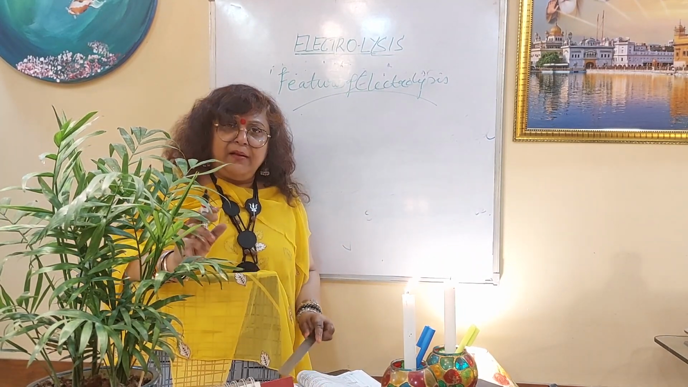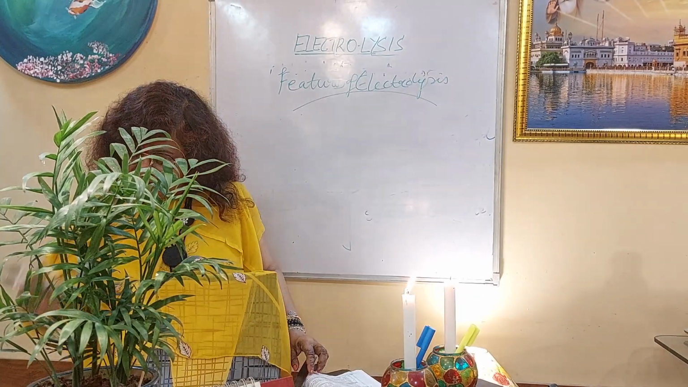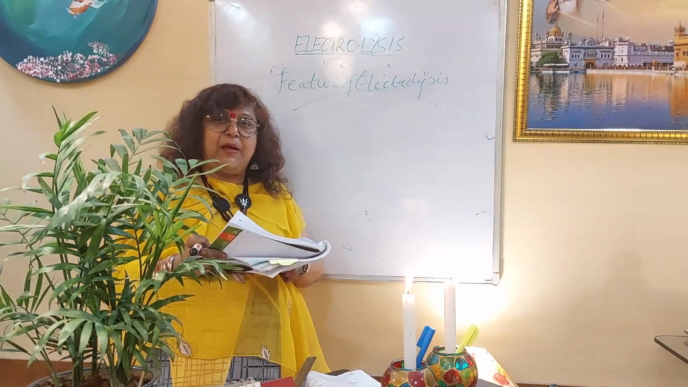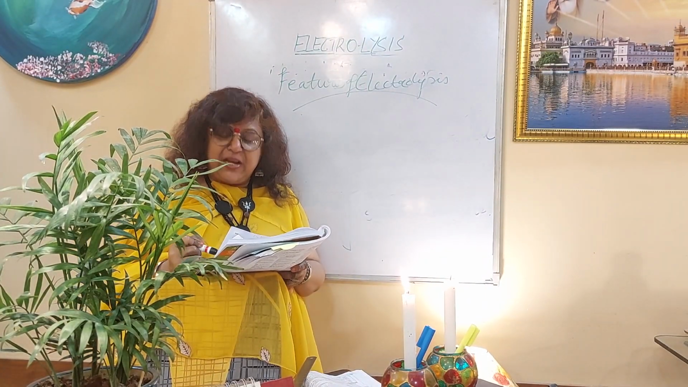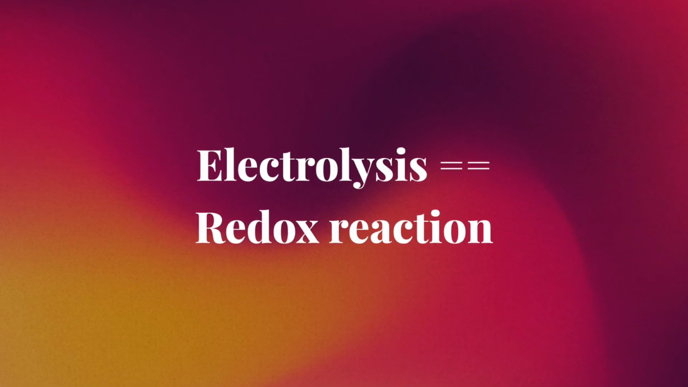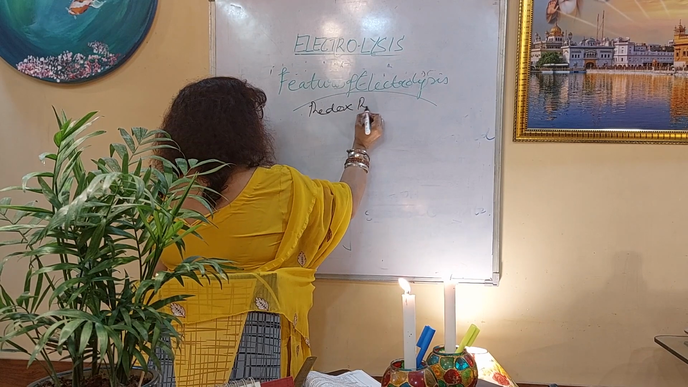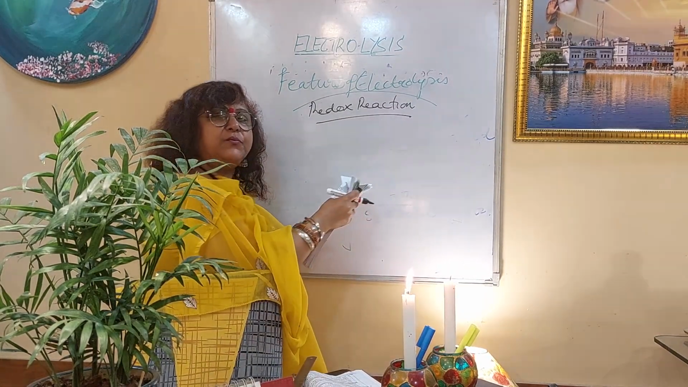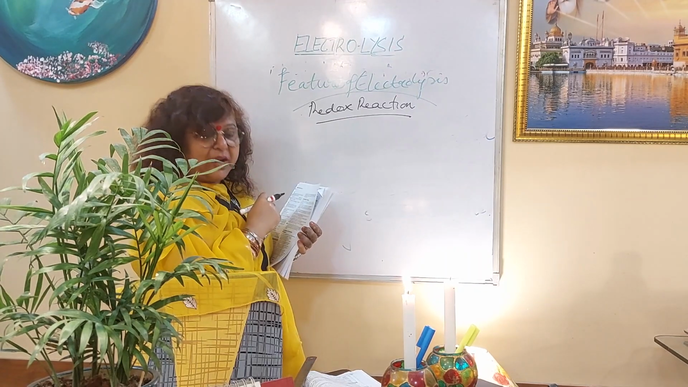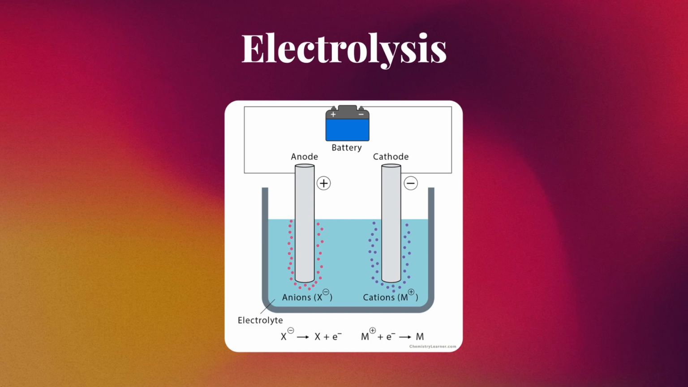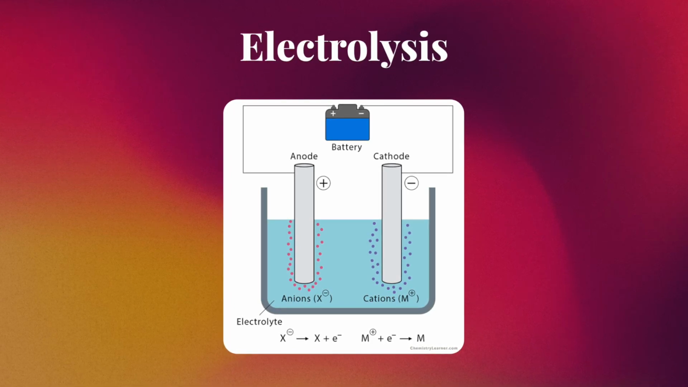Now, the first point which you should write here is the characteristic of electrolysis. First thing to keep in mind is that the process of electrolysis is a redox reaction. Because why? Because loss and gain of electrons is taking place at the two electrodes, at cathode and anode. At cathode, the electrons are being gained.